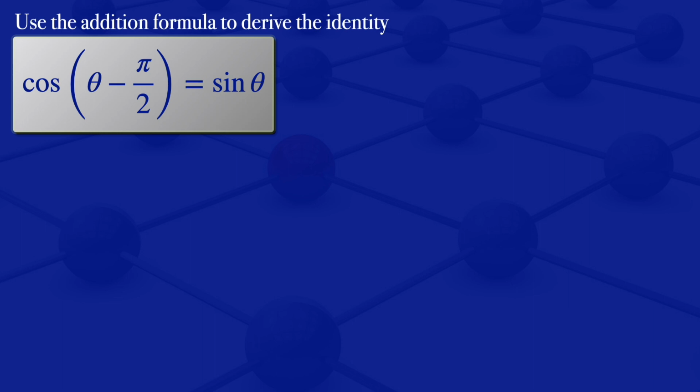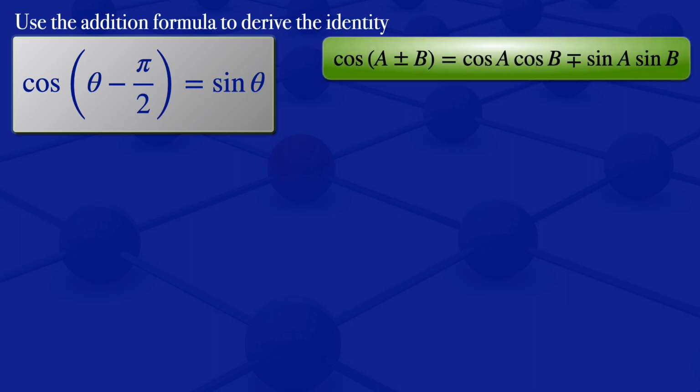For the addition formula for cosine, we have cosine of A plus or minus B is equal to cosine of A multiplied by cosine of B minus or plus sine A multiplied by sine B. What this formula is saying is when we have a plus here on the left hand side, we would have a minus on the right hand side. When we have a minus here, we would have a plus.